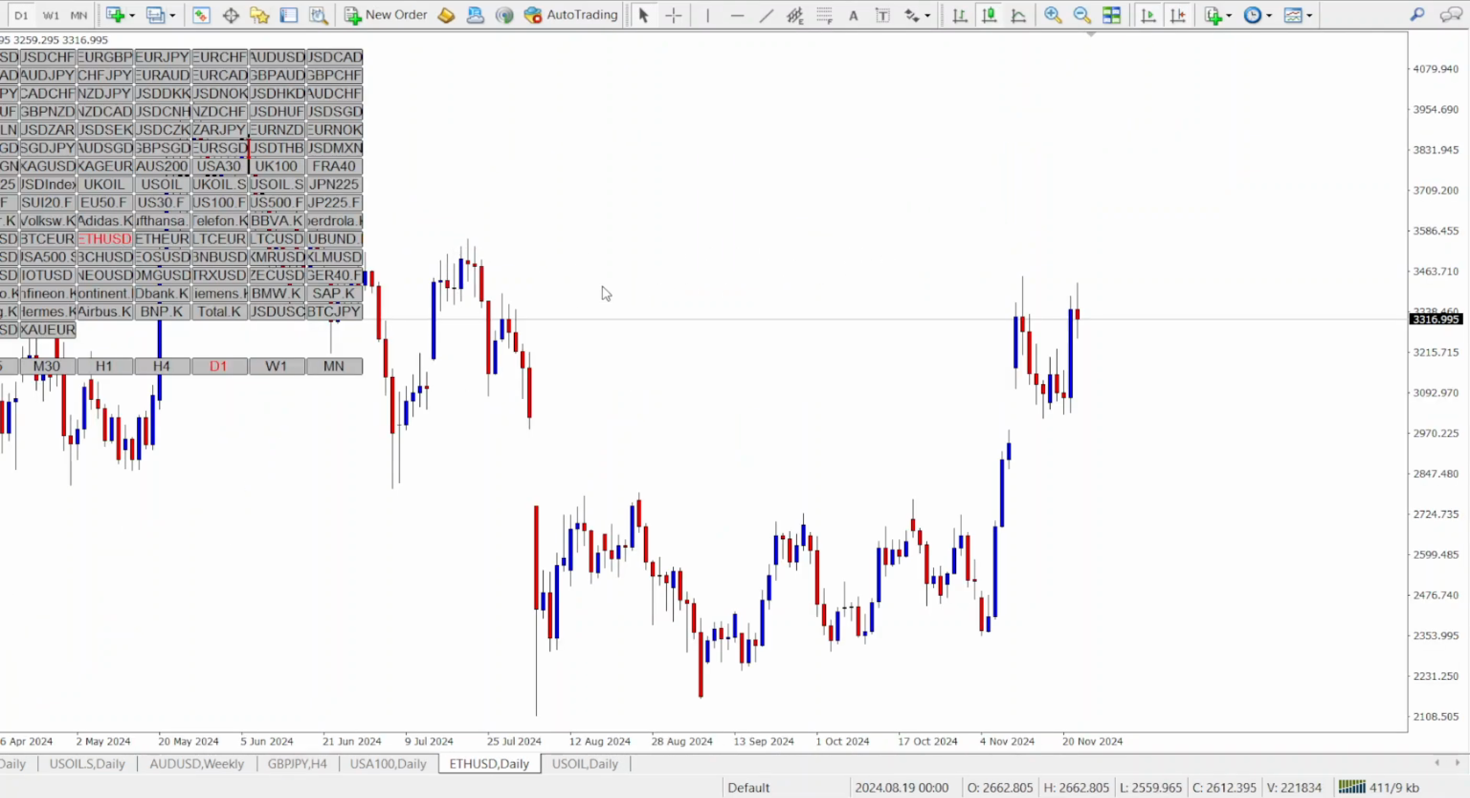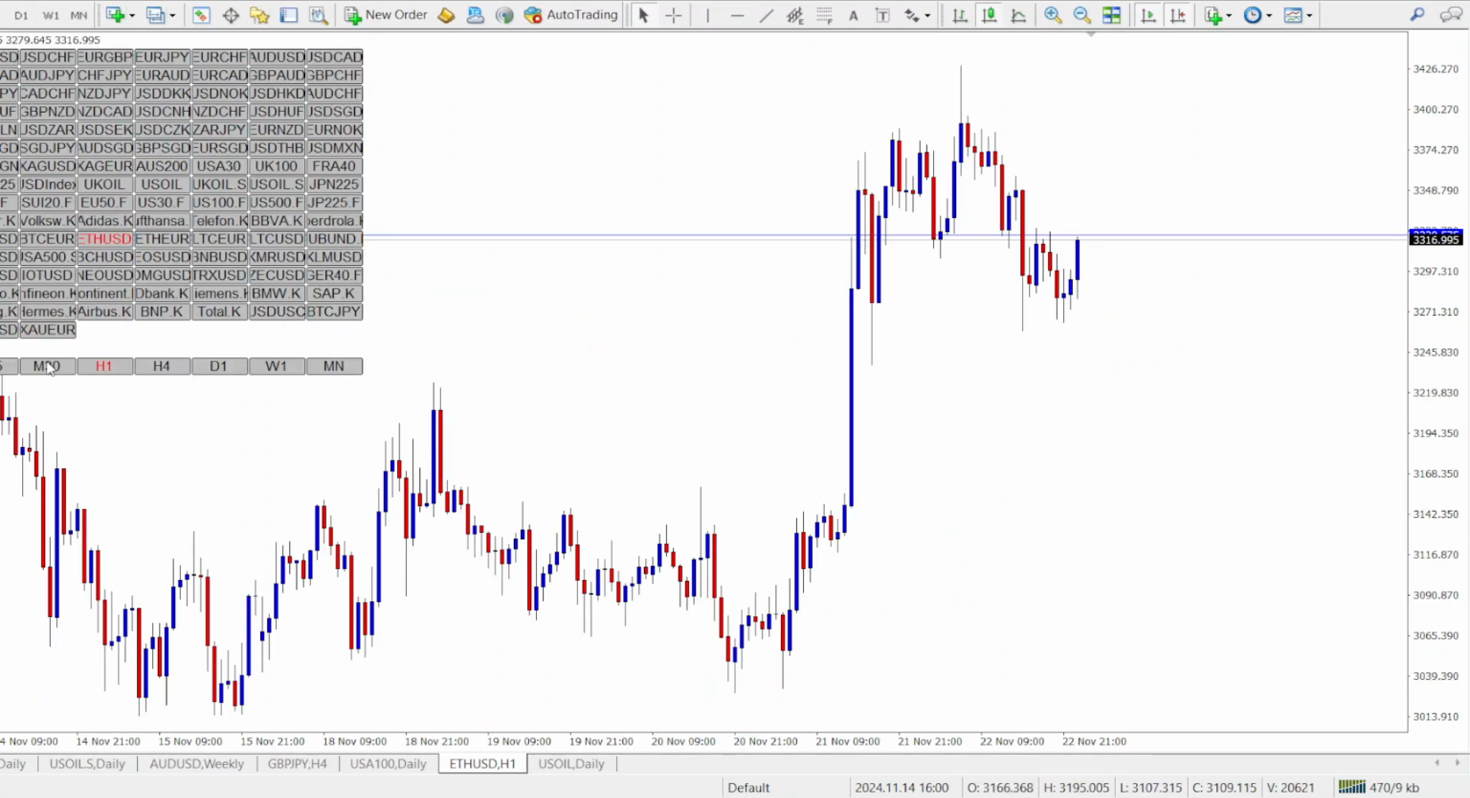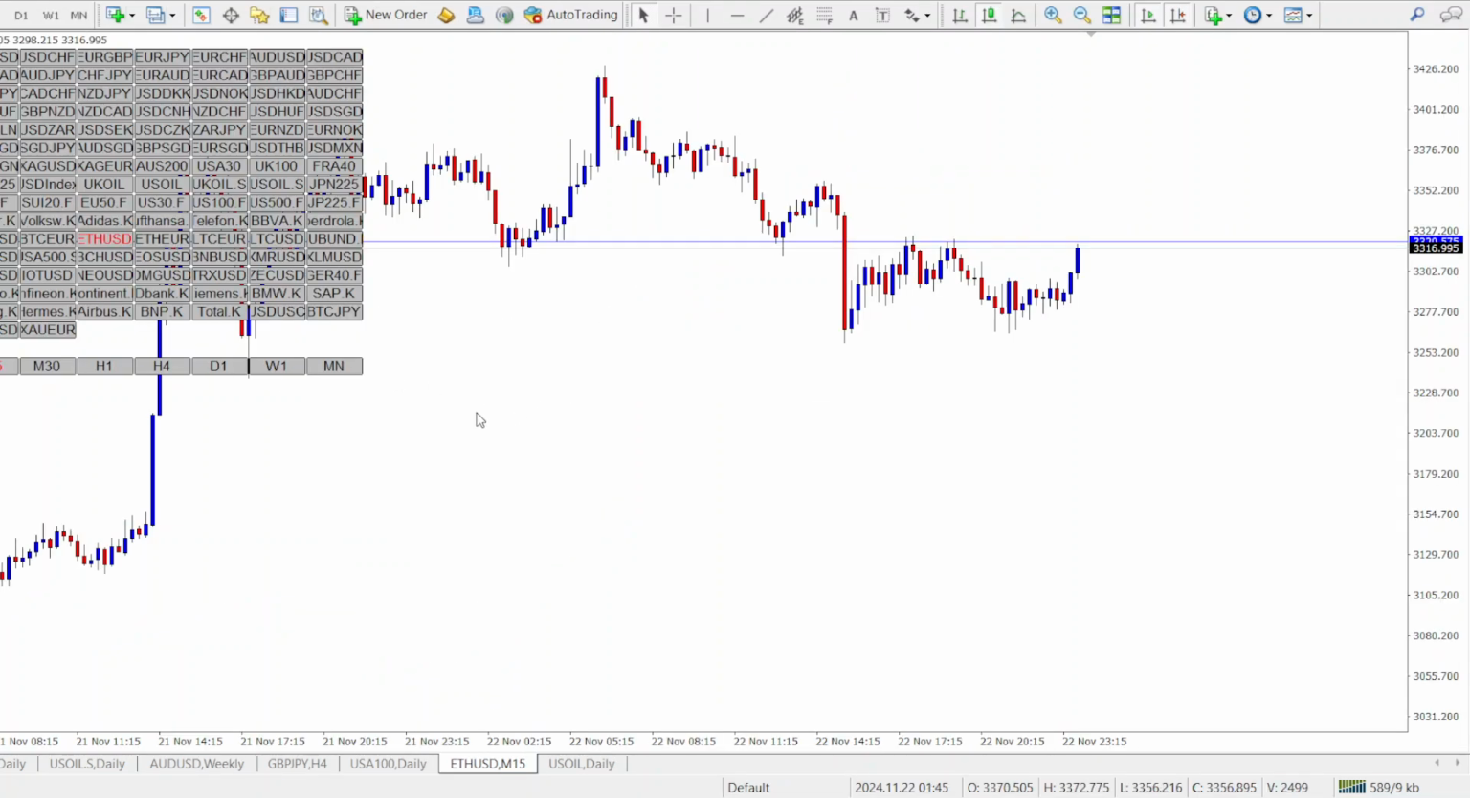So this indicator is not for analysis. The indicator does not give you technical analysis ideas. It does not suggest entry points or exit points or any of such. All that the indicator does is to help you easily navigate across different charts and time frames. As you can see, both charts and time frames, that's what the indicator does.